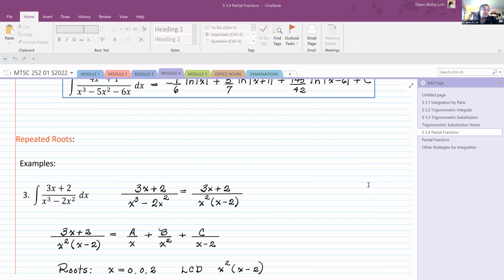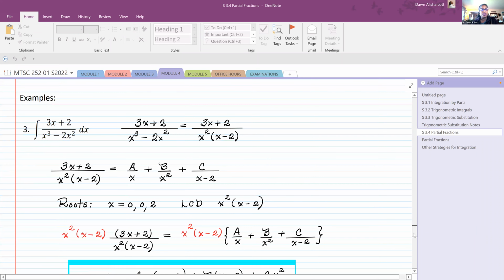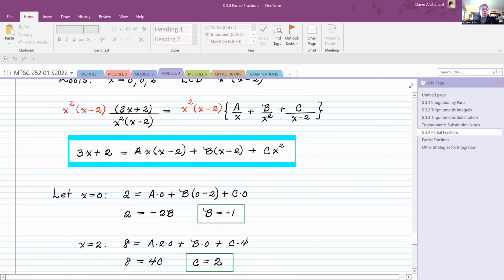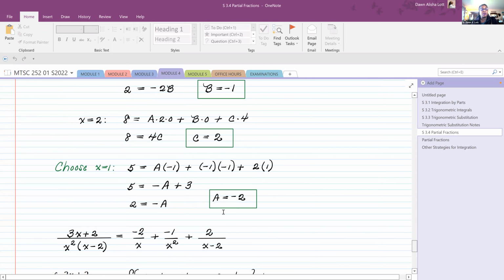So we were in section 3.4, partial fractions, and the last thing that we did was we looked at repeated roots. And in repeated roots, we have x cubed minus 2x squared in the denominator. We factored it, found out that our roots were 0 and 2. And so when we went to solve for the variables, we unfortunately were short. So we had to create or choose a value.